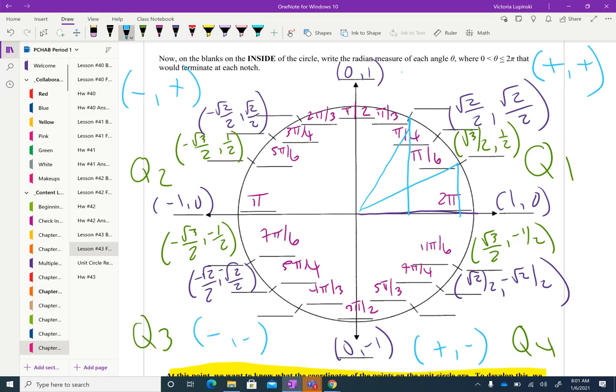Like, can anybody? Go ahead. Oh, sorry, I couldn't hear it. Try again. Can you hear me? Yep. Would it just flip? It would absolutely flip the x and the y. So it would be 1/2, radical 3 over 2.